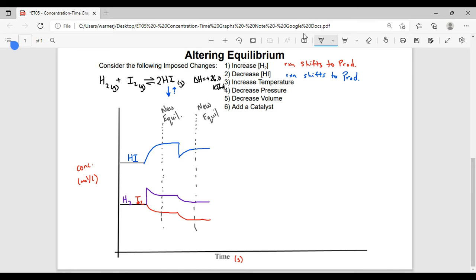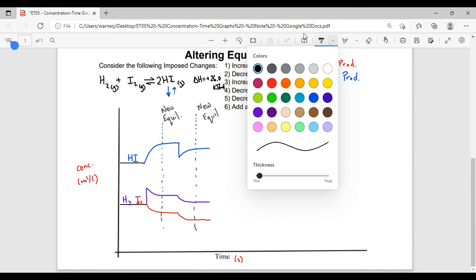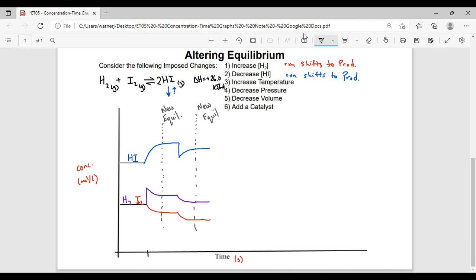Okay, so every time a change is made, we've made two changes so far. Our first one happened here, and then our second one happened here, right? So every time we make that change, we should see something occurring. Our system is going to have to respond to try and oppose it, and we should be able to see that in our concentration time graph. So let's look at the third change. The third change is a change in temperature.